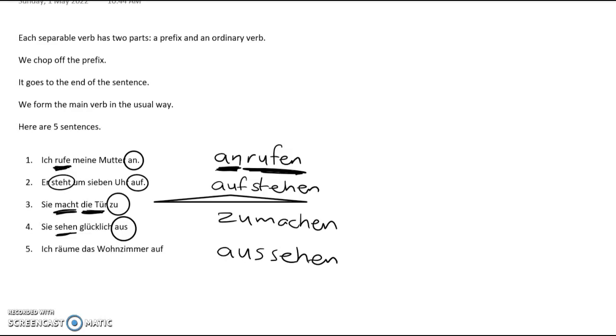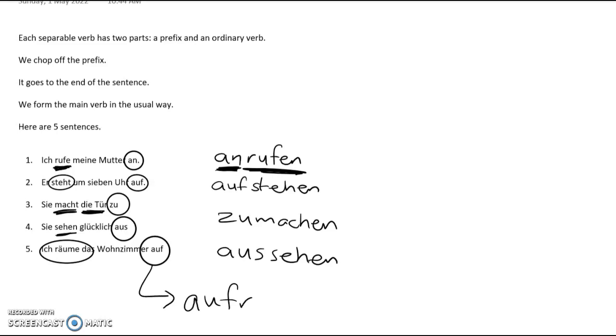So to look happy. And the last one I've put here is ich räume das Wohnzimmer auf. Here's the chopped off prefix, and here's the verb. Okay, so this one means I clean up the living room. So this verb here is aufräumen.